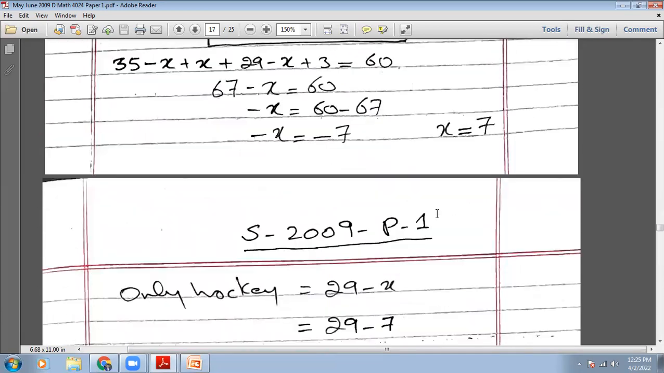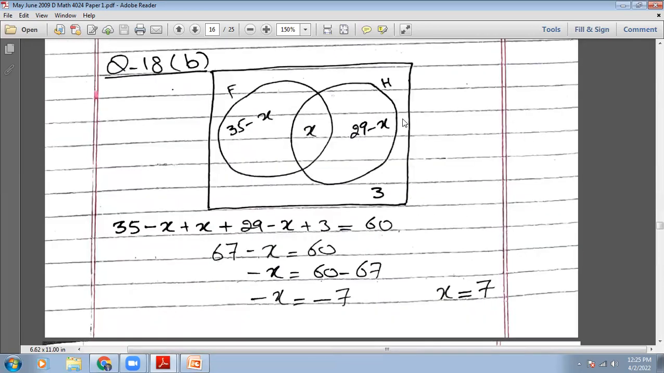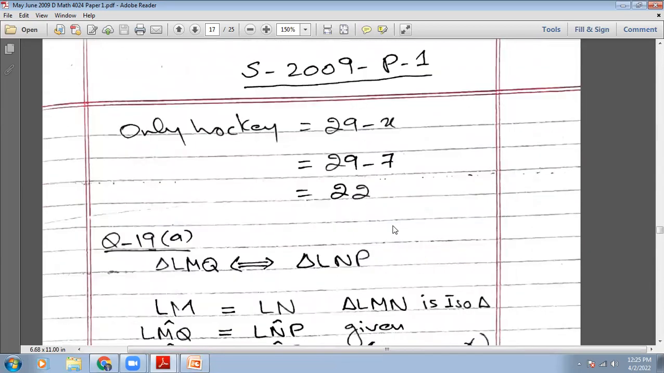The students who play only hockey are 29 minus X. So 29 minus 7 will be 22. So there are 22 students who play only hockey.